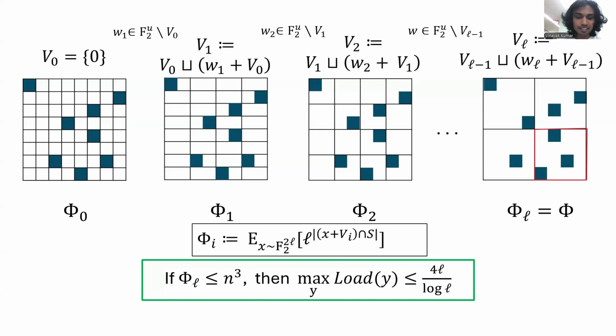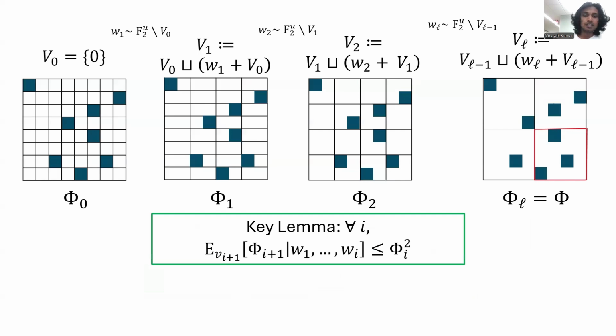I'll now claim that this will give us V sub L that'll have potential at most n cubed. So how are we going to show this? It's by the following key lemma. It says that if we just pick W sub i plus 1 randomly among the universe elements not in V sub i, we'll actually get that the expected potential value is at most the square of the previous potential.